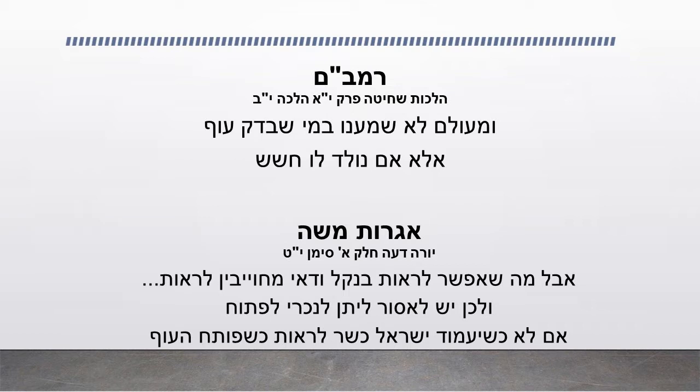So if there's anything noticeable, anything obvious that strikes him, he should notice it and pull the animal off and say this animal is a teraifah. And based on that, it has become the practice that there are people checking different kinds of birds along the lines in a factory who check birds for different kinds of teraifahs.